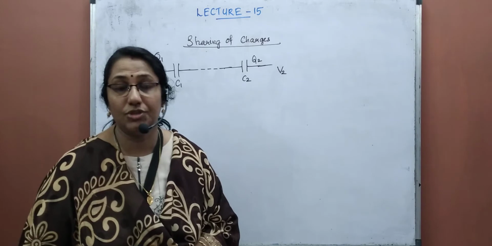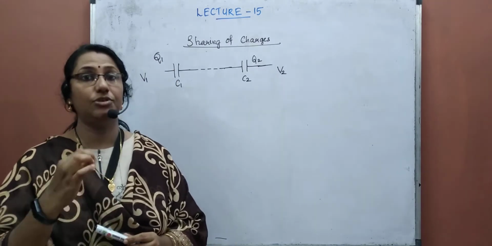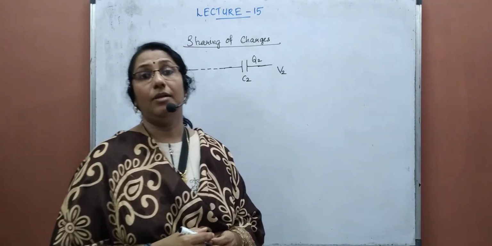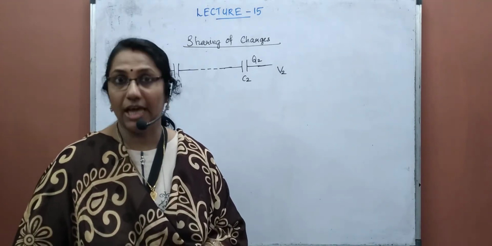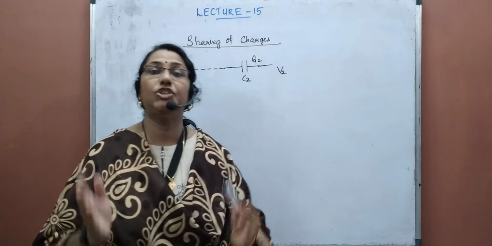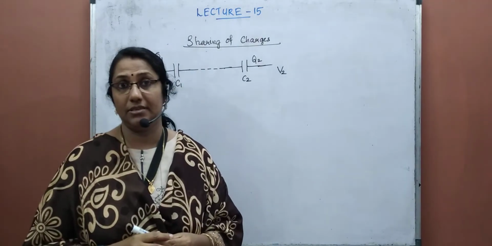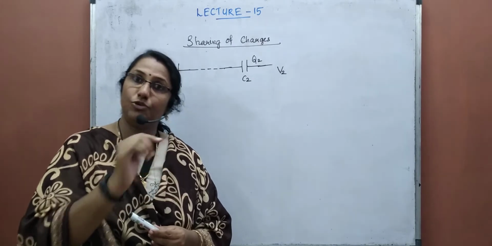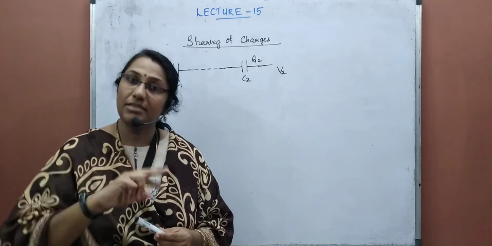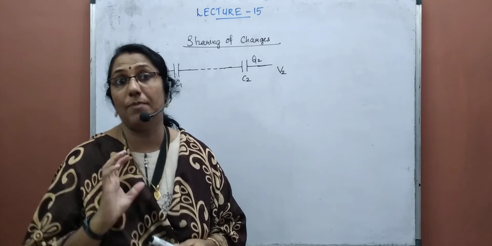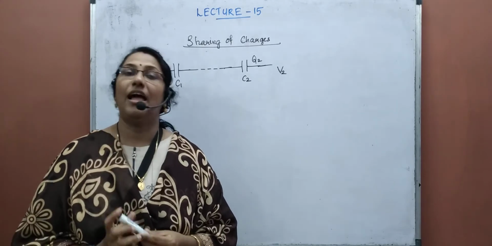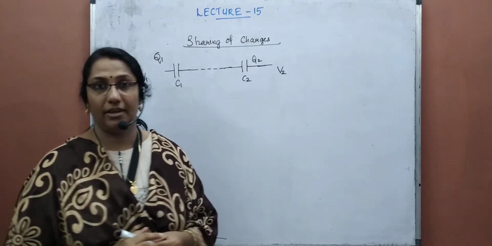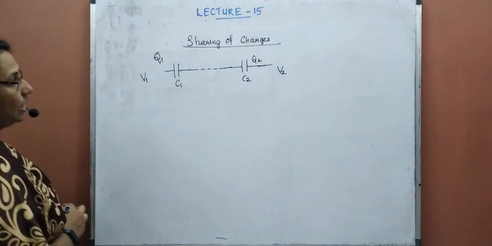The charge flows till the potential becomes the same, because there is a potential difference between the two capacitors. The flow of charge occurs till the potential difference between them becomes zero, that is, the two capacitors attain a common potential. Today we are going to discuss that common potential during sharing. So the topic is sharing of charges.